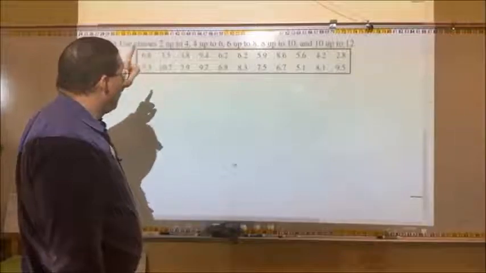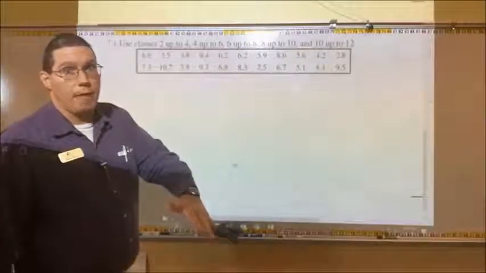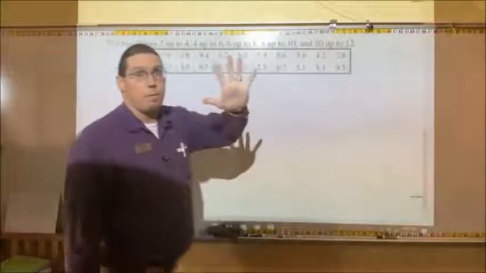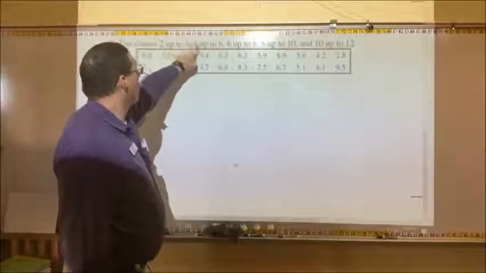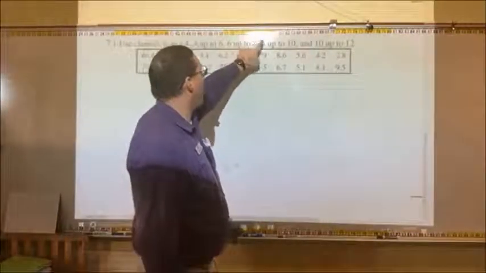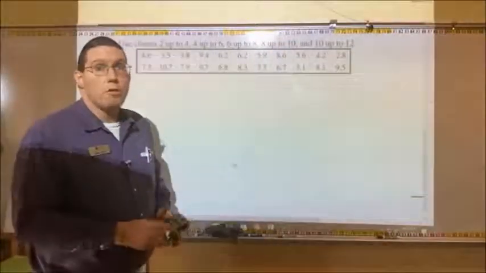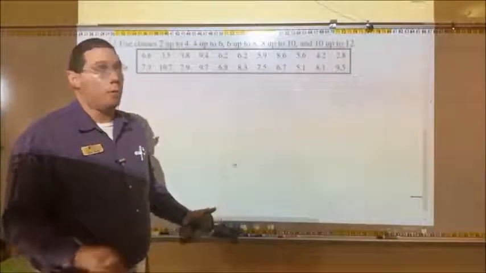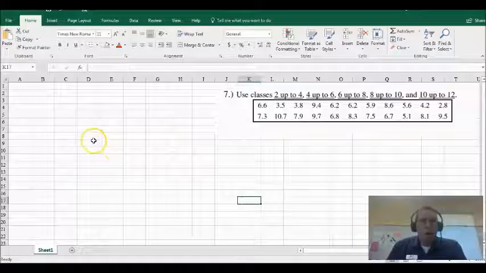Now, the classes are given to you. You don't have to figure out the classes. This is given: 1, 2, 3, 4, 5 classes. And the classes are from 2 up to 4, from 4 up to 6, from 6 up to 8, from 8 up to 10, and from 10 up to 12. Okay? So let's go ahead and switch over to Excel right now, and we'll try and figure out how to answer these questions, okay?